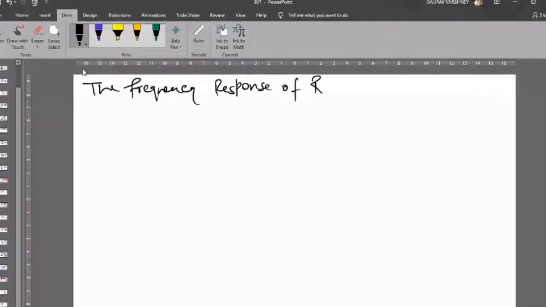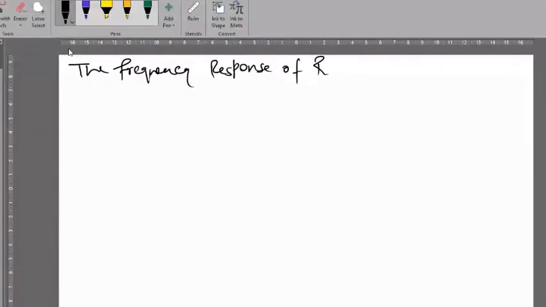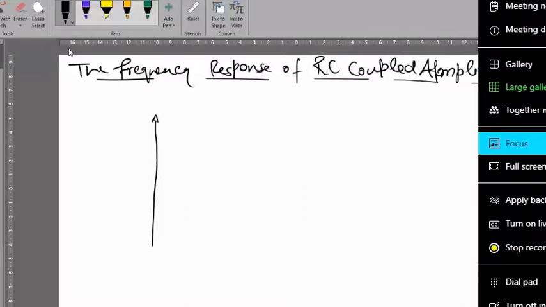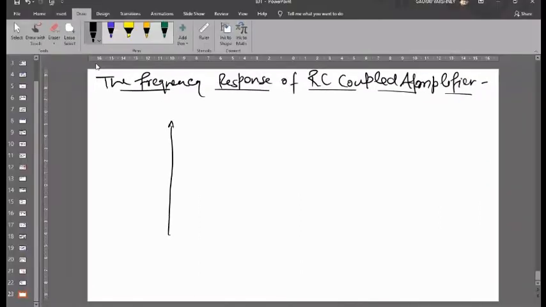Frequency response of RC coupled amplifier. The frequency response of RC coupled amplifier. This is the frequency, and this is the transfer function or gain model transfer function.